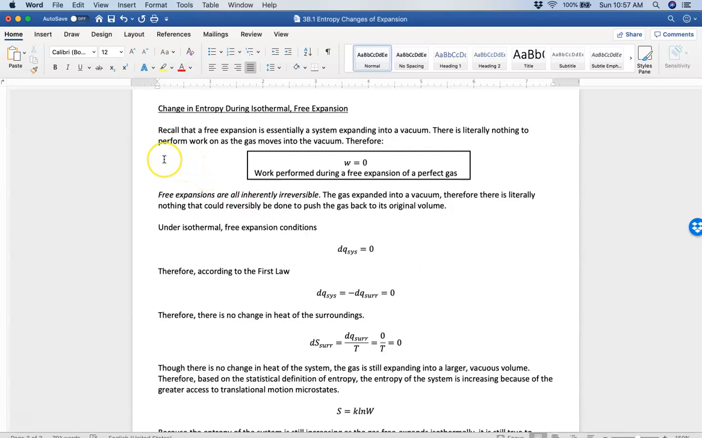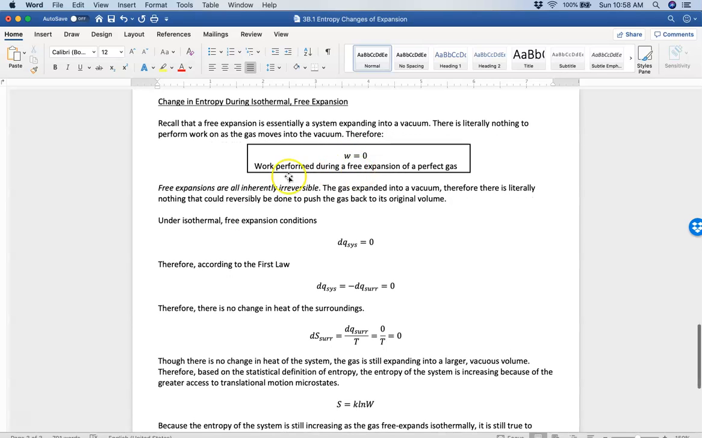So we're going to recall that a free expansion is essentially a system expanding into a vacuum. There's literally nothing to perform work on the gas to reverse that process as it moves into the vacuum. So therefore, there is no work being done by the gas. The gas does not have to push anything out of its way. It just freely expands into this new volume. Hence the name free expansion. So under those conditions, work is going to be equal to 0.